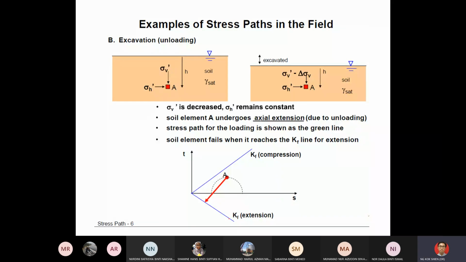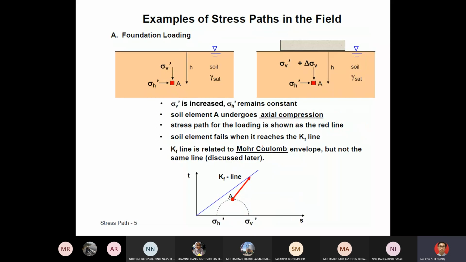So you can say that you want to fail a soil in the tensile direction. It's very easy to happen, but it has not much significance if you do the excavation for a very big area, but it has a very big significance when you do the excavation for the retaining structure. It's okay if you don't understand, but what I want you to understand is that the stress path can tell you where the stress will go.